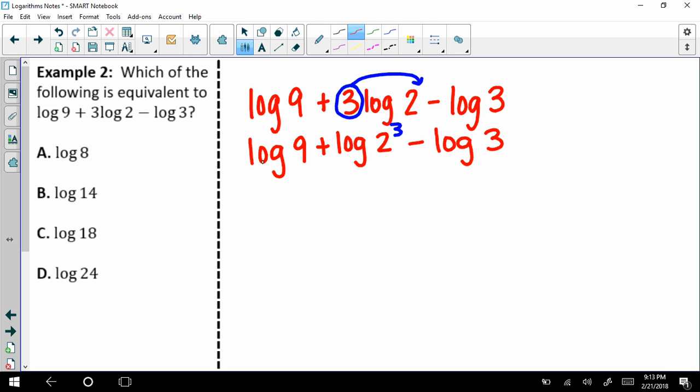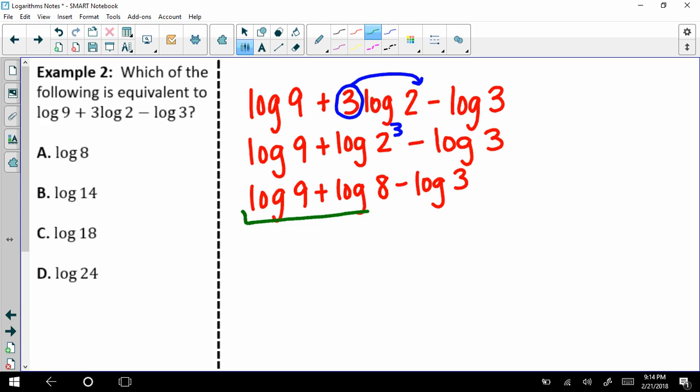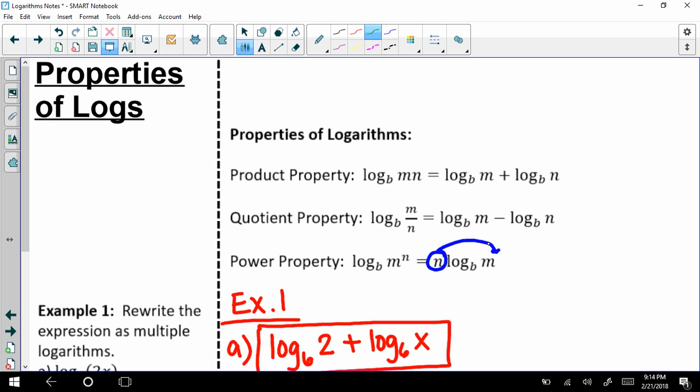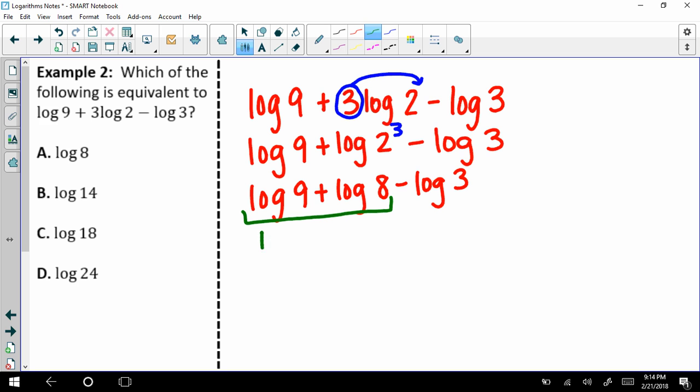Okay. Well, now I'm going to go ahead and evaluate this. So I have log 9, because notice there's no exponents in your answers here, since it's multiple choice. So this will be log of 2 to the 3rd, which is 8. Okay, so now I'm just going to take this one piece at a time. So I have addition here. If you look back here, when you have addition, that means you're going to multiply those two things inside the log. So we're going to do log, and this will be 9 times 8 inside that log. And then I still have minus log 3 here.